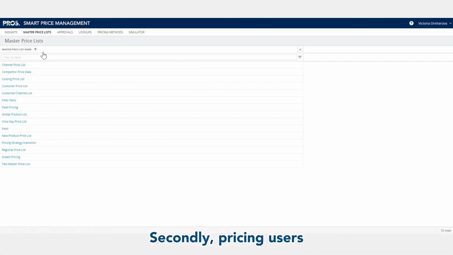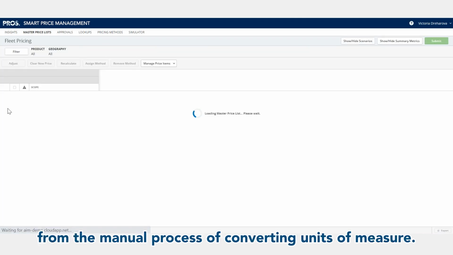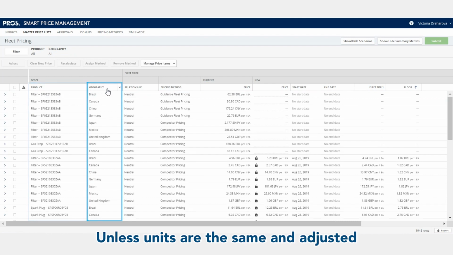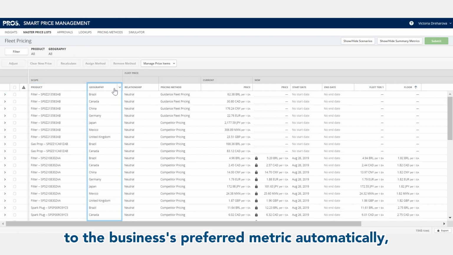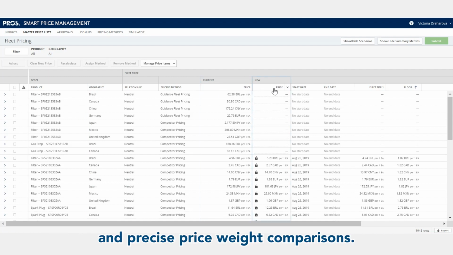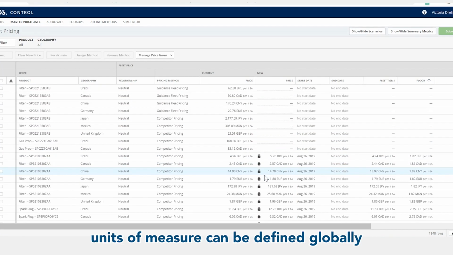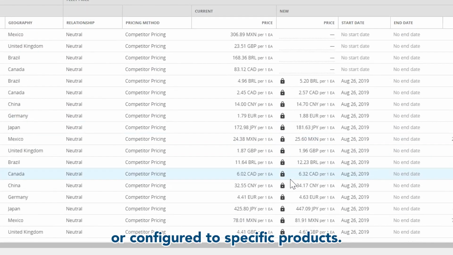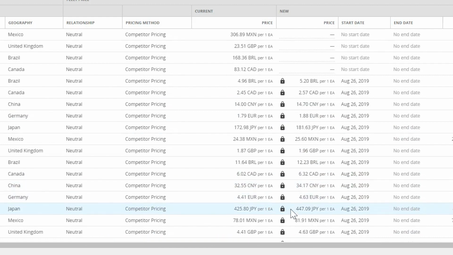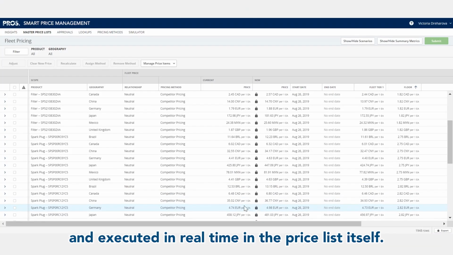Secondly, pricing users often struggle with human error and price discrepancies that result from the manual process of converting units of measure. Unless units are the same and adjusted to the business's preferred metric automatically, it's difficult to execute efficient pricing management and precise price-weight comparisons. While in PROS solutions, units of measure can be defined globally or configured to specific products, there's no need to memorize density factors. It's all available in the system and executed in real time in the price list itself.